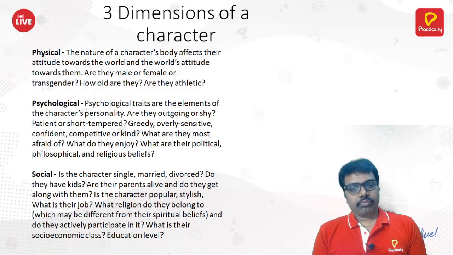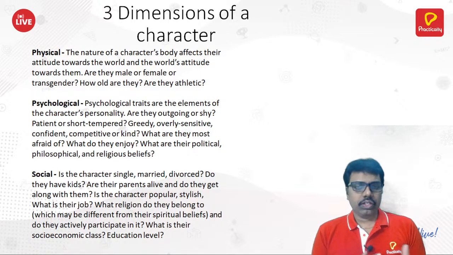And the third dimension is social. What is social? Maybe he's single, or married, he has kids or not. Is he a divorced person? He or she, okay, what is their living style? Social in the sense of their living style, because are they with their parents? Have they left their parents? Are they alive or not? I'm talking about parents. So that is how they are, their social beliefs.